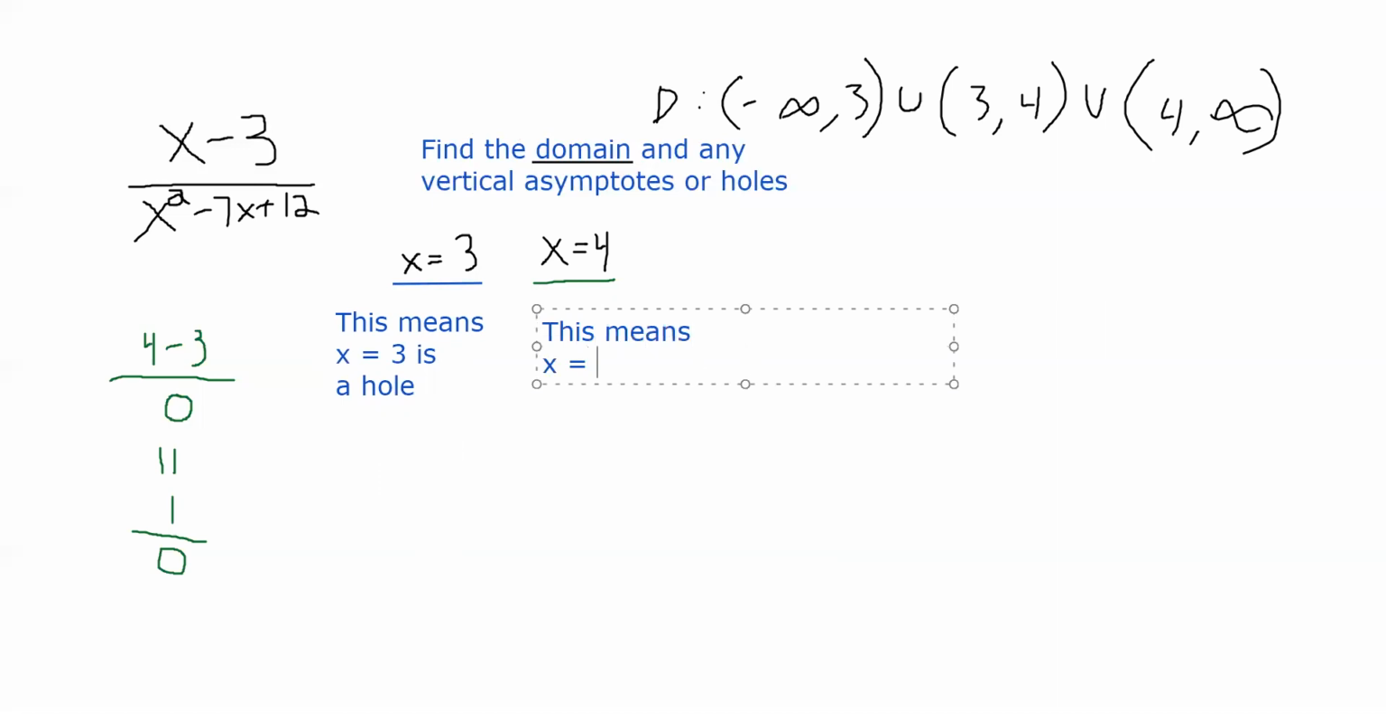So this means x equals 4 is a vertical asymptote. Now that we understand the term vertical asymptote, we're just going to call it a VA. VA makes our life easier. It gets very tiring writing out vertical asymptote, horizontal asymptote every time.